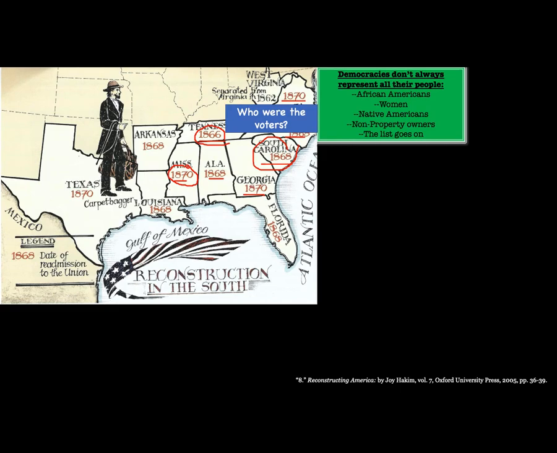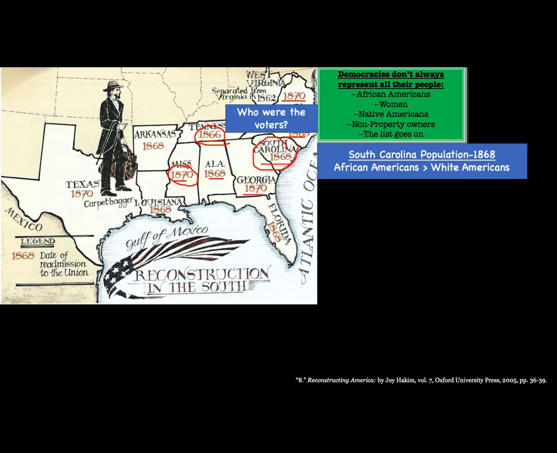But who were these voters then that picked perhaps the most representative state government in history? You can probably guess. With the war over and the slaves freed, most of the voters were African Americans. And in fact, that makes sense because in South Carolina in 1868, there were more African Americans than there were white Americans. And when they voted, they voted for representatives that represented their interest, right?